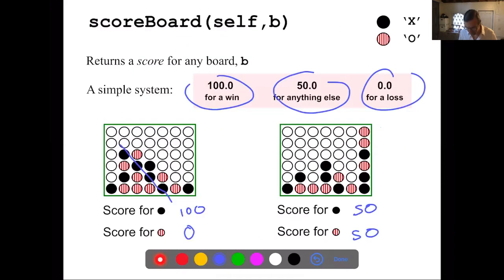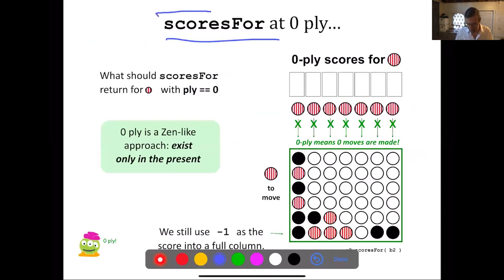Okay, so again, score board is just going to give us a single number for the whole board depending on what our opponent is. If we're black, then this board gets 100, and this board gets 50 if we're black. Score board is just a single number for the whole board. Scores for is a different function where we think, if I move to a particular column, now what's the score? So scores for means scores for a particular column.